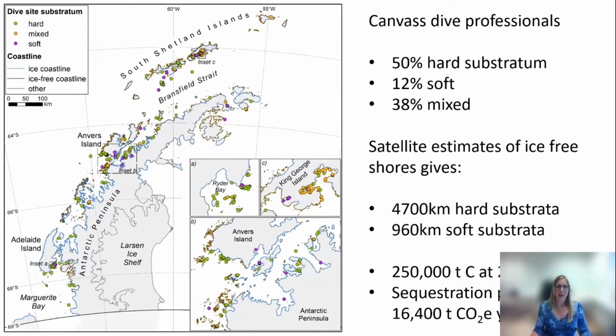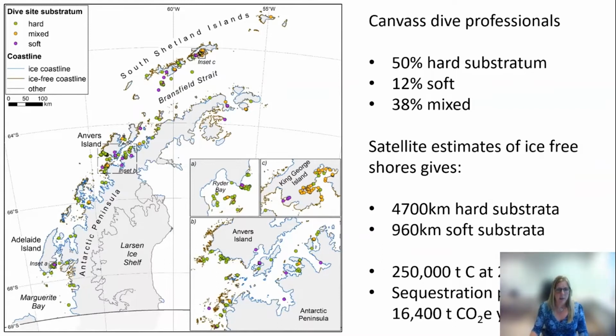Okay, so this is all vital for better understanding carbon storage in polar coastal communities. But as I mentioned, the Antarctic Peninsula is a hotspot for climate change, and we wanted to try to estimate carbon storage for coastal communities along the whole of the Antarctic Peninsula. By utilizing experts who dive in the Antarctic along the peninsula regularly, we estimated the proportion of dive sites that were known to have rocky or soft substrata.